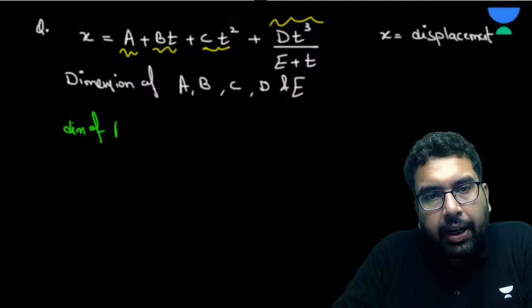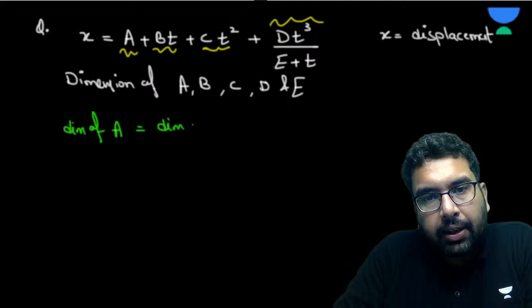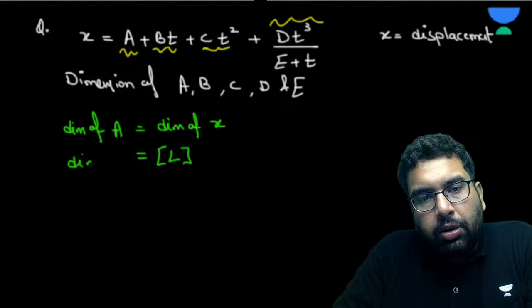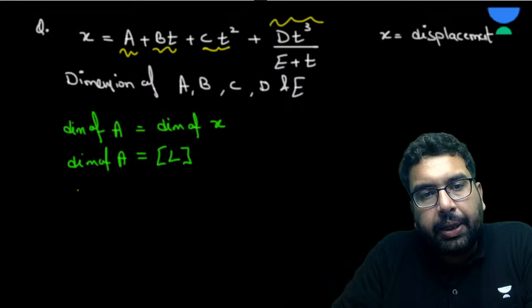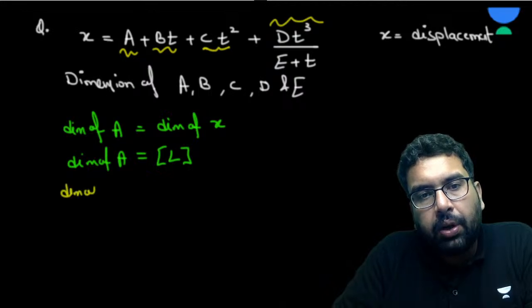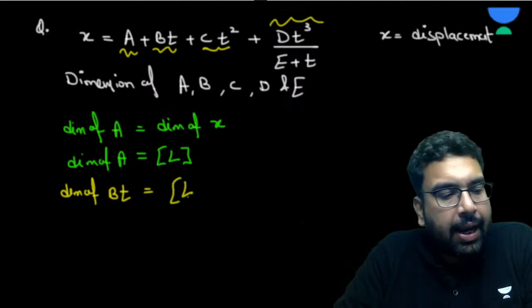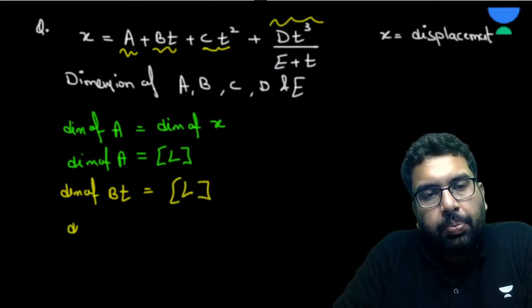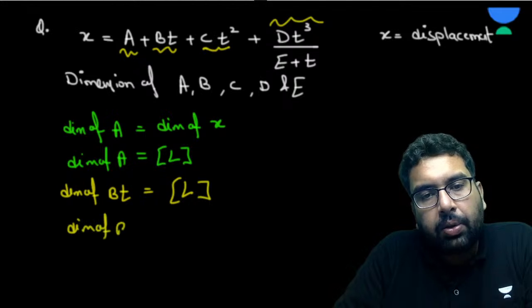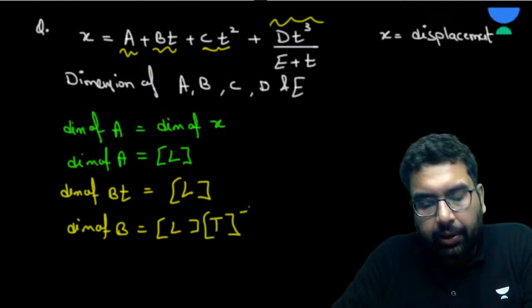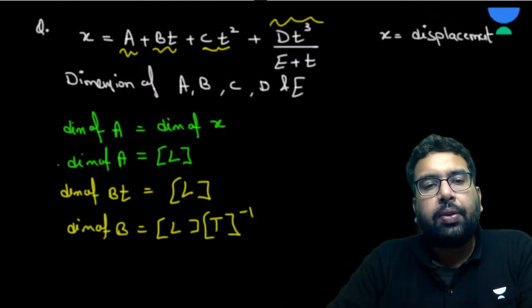The dimension of A must be equal to the dimension of X. So the dimension of X is what? It is representing the displacement, that is length. So the dimension of A is going to be L. Now similarly, the dimension of BT is again equal to the dimension of X, so it will be L. So what is going to be the dimension of B? The dimension of B is going to be L T minus 1. Right, it is going to be LT minus 1.